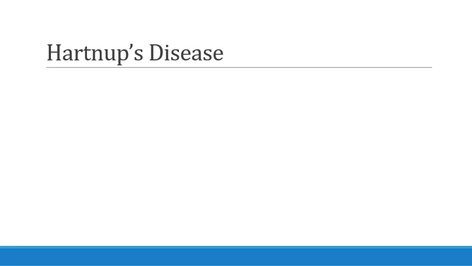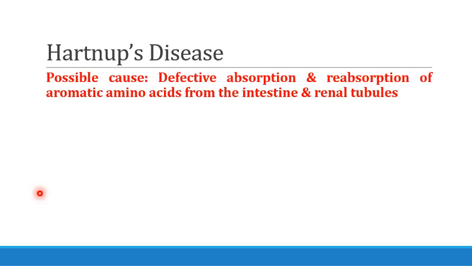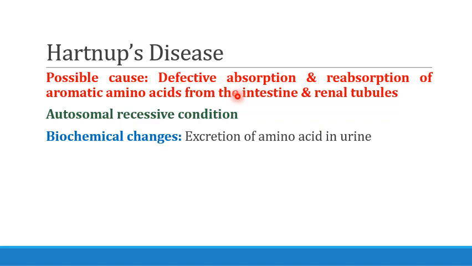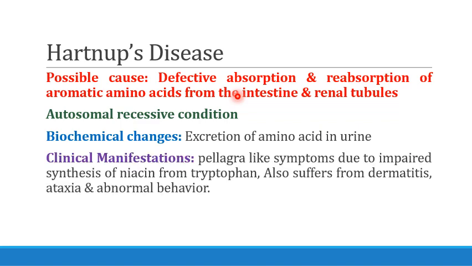Another condition is Hartnup's disease. The possible cause for Hartnup disease is defective absorption and reabsorption of aromatic amino acids, particularly tryptophan, from the intestine and renal tubules. It's an autosomal recessive condition in which there is excretion of amino acids in the urine. Patients usually present with pellagra-like symptoms due to impaired synthesis of niacin from tryptophan. Patients also suffer from dermatitis, ataxia, and abnormal behavior.